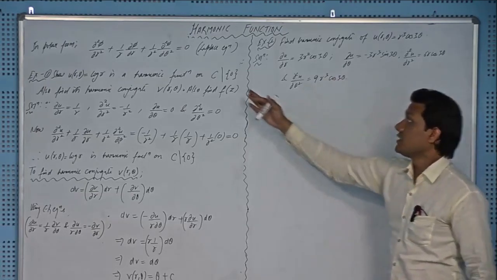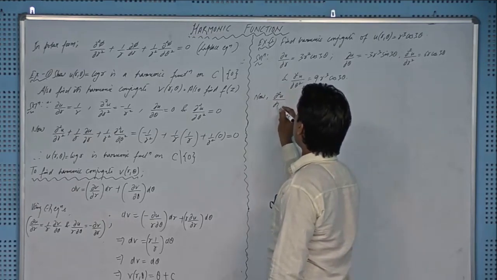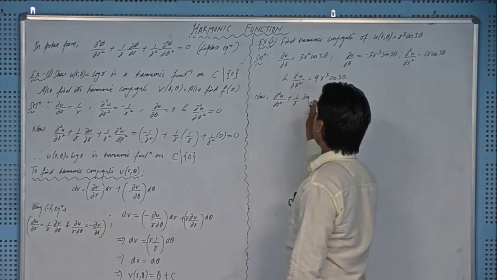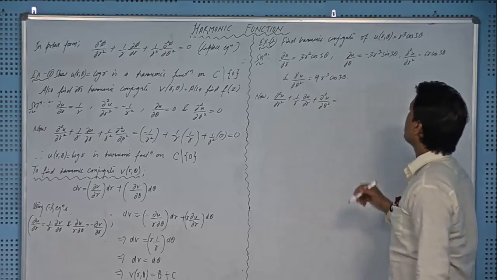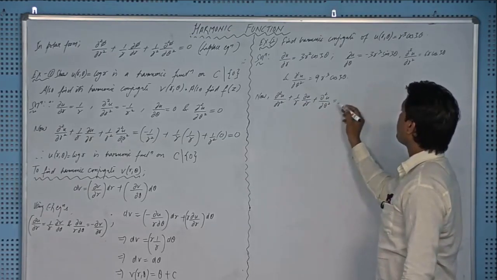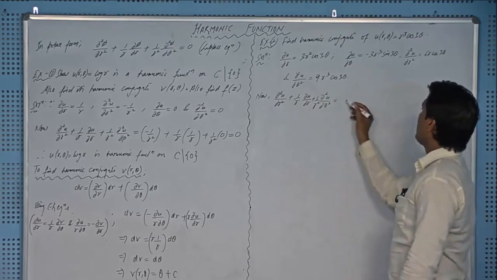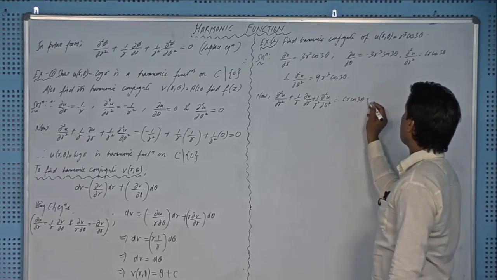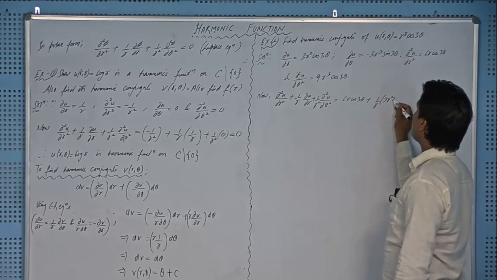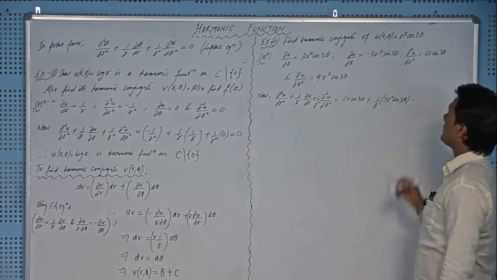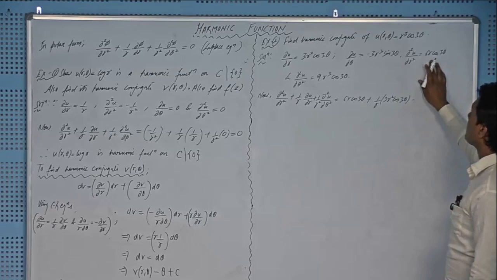Now plugging these derivatives in my Laplace equation, now del square u over del r square plus 1 by r del u over del r plus 1 over r square del square u over del theta square equal to the value of these derivatives. You can see that 6 r cos 3 theta plus 1 by r multiplied by del u by del r, then that is actually equal to 3 r square cos 3 theta, and then the third term, where is that? I think, okay, this is negative.